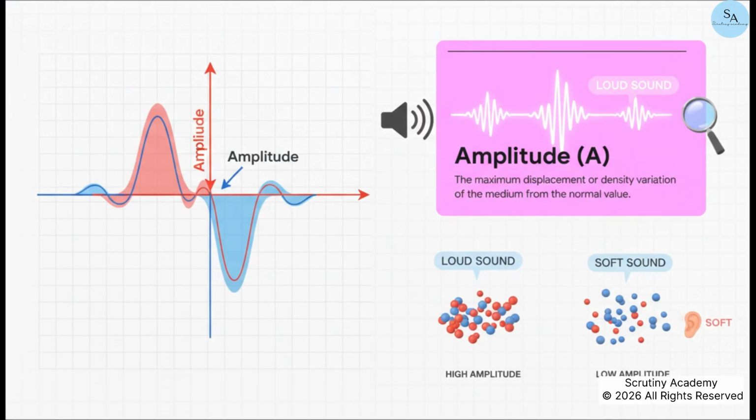Fingerprint number 2 is amplitude. On our graph, this is just how high the crest is or how low the trough is from that middle line. Amplitude tells us about the wave's intensity. And for sound, this is super direct. A higher amplitude means a louder sound. A lower amplitude means a quieter sound. It's that simple. When you turn up the volume on your speakers, you're literally increasing the amplitude of the sound waves.